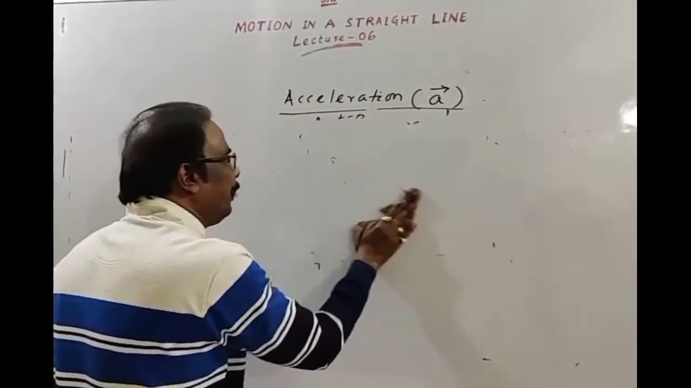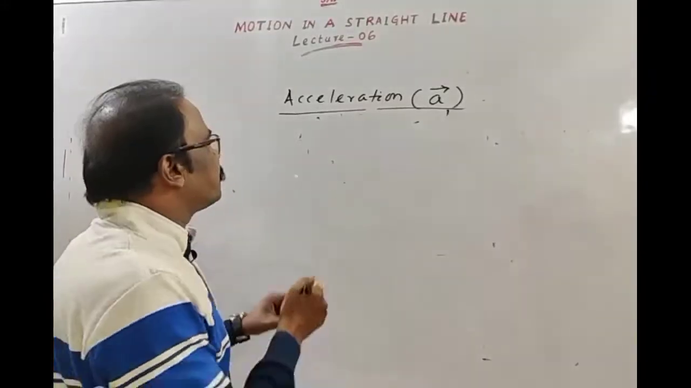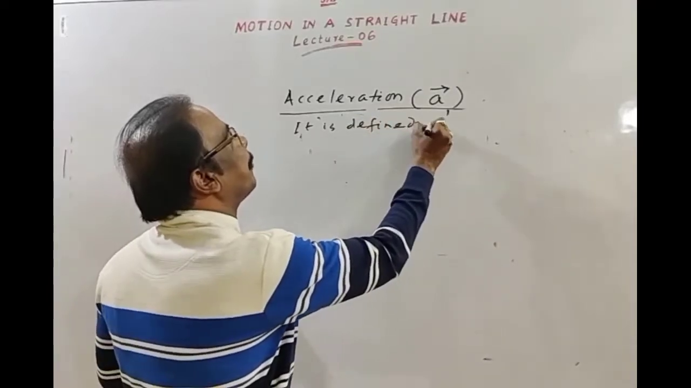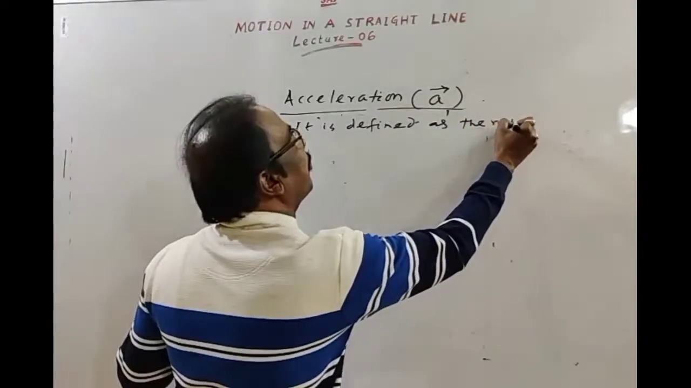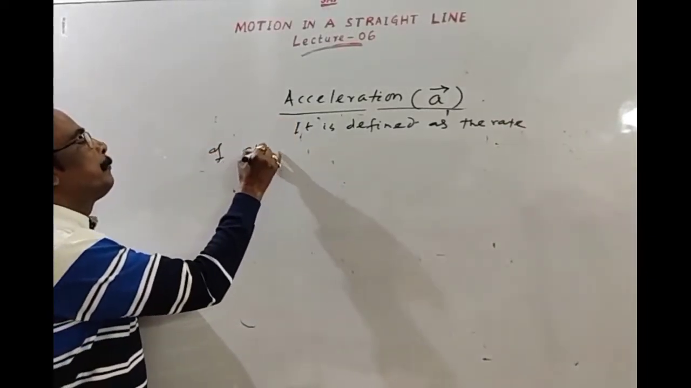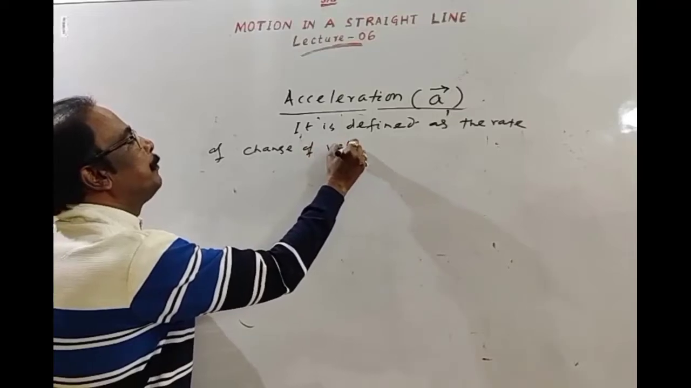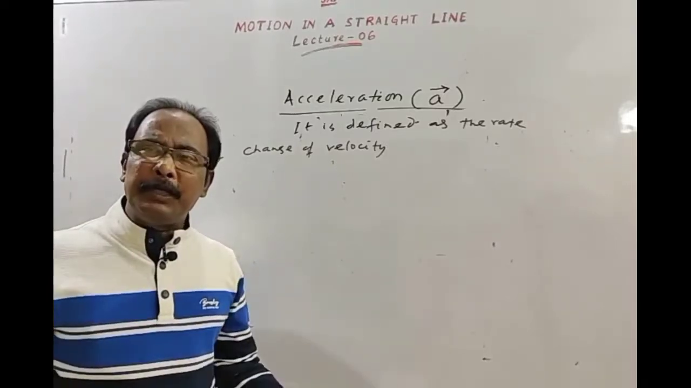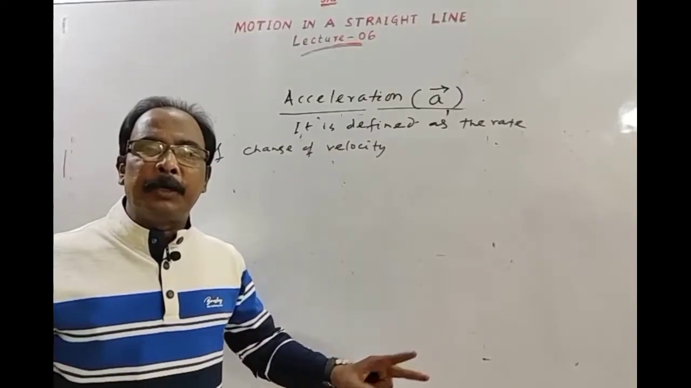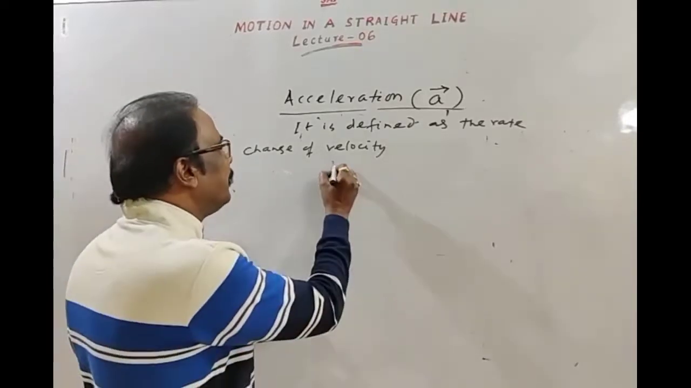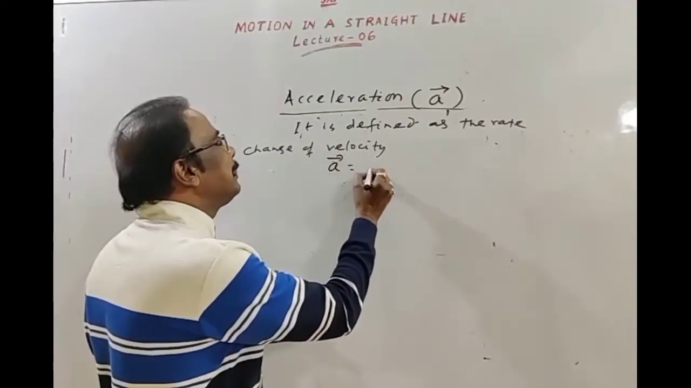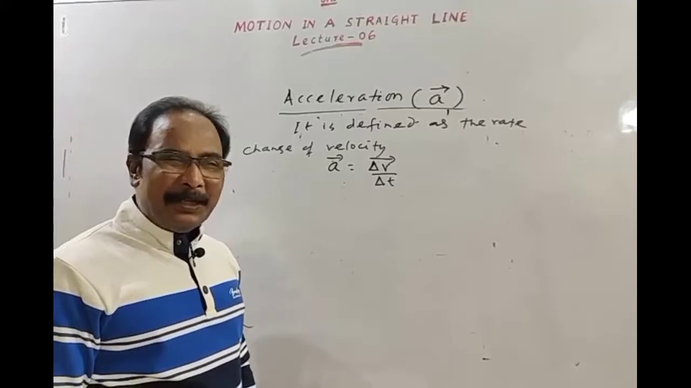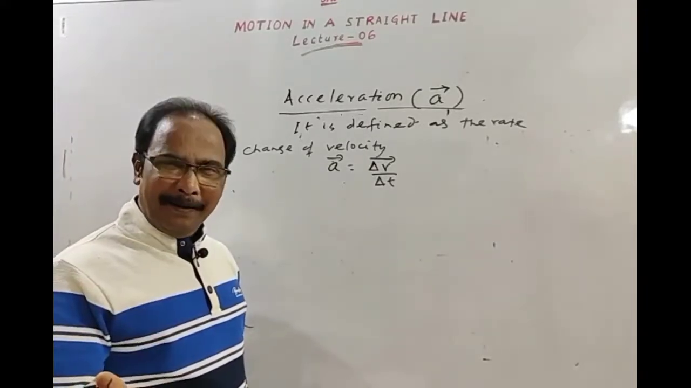In a general way, now we will accept the definition of acceleration: acceleration is defined as the rate of change of velocity. When velocity changes, acceleration is produced. Acceleration is defined as the rate of change of velocity, means the ratio of change in velocity to change in time. So in a simpler way, you may write average acceleration as change in velocity delta v over change in time delta t.